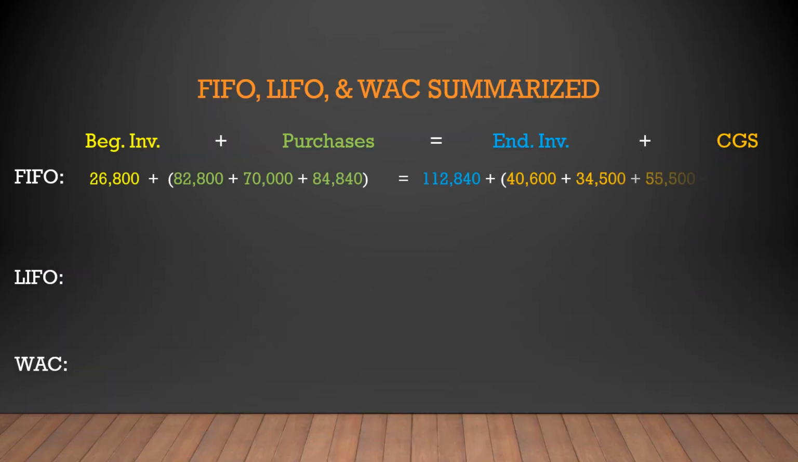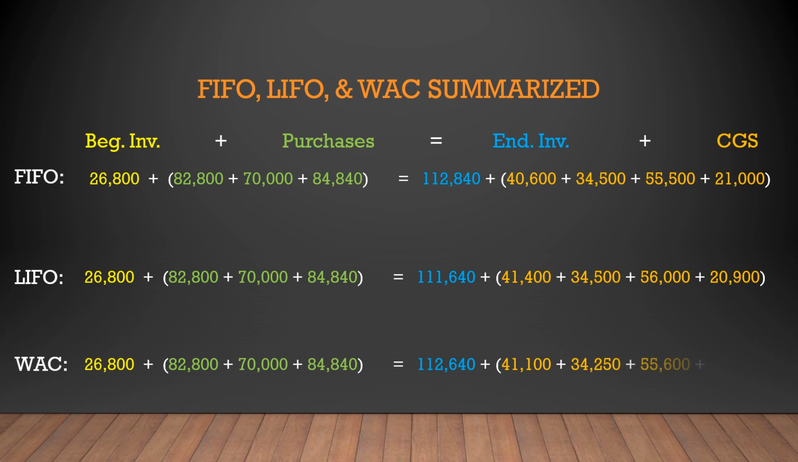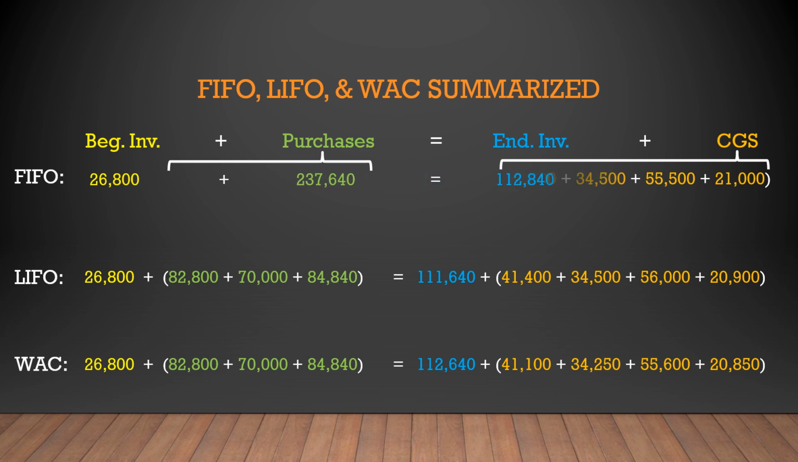We can summarize the results of the FIFO, LIFO, and weighted average cost methods as follows. Here we see the amounts for beginning inventory, purchases, ending inventory, and cost of goods sold from the previous three examples. FIFO and LIFO were covered in the immediately preceding video. We can simplify purchases, and more importantly, cost of goods sold, into the following values.